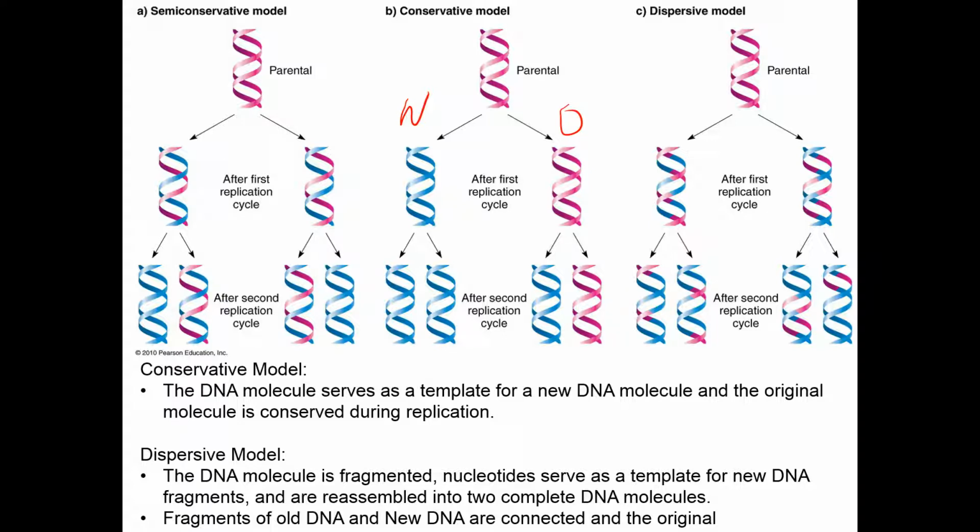The dispersive model is the idea that the DNA molecule itself is fragmented, and that these individual fragments serve as a template for new DNA. So the parental DNA fragments, and it serves as a template, and you end up with a mixture of old and new DNA, but in fragments and chunks in both strands. So the question becomes, which model is correct? Which one can be backed by scientific evidence?